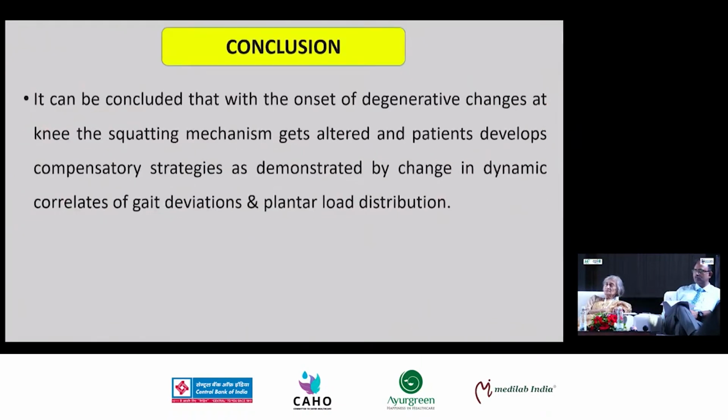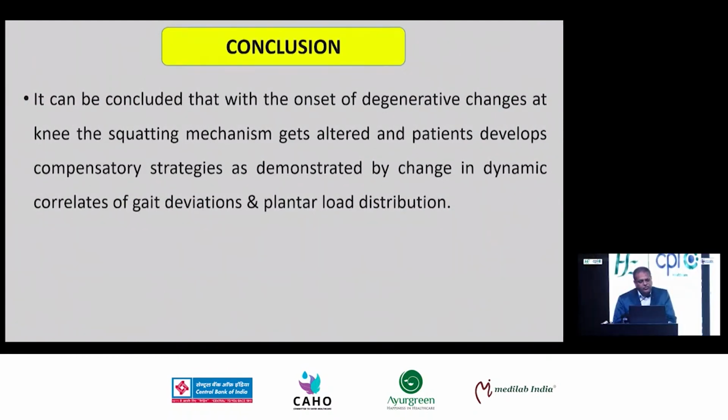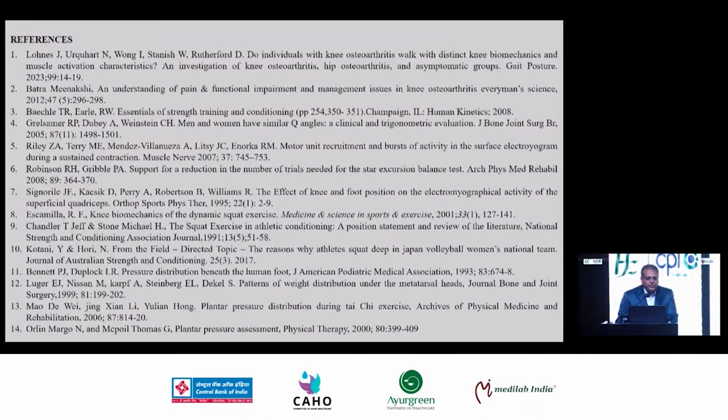secondarily. Hence, it can be concluded that with the onset of degenerative changes at the knee, the squatting mechanism gets altered and the patient develops compensatory strategies as demonstrated by change in dynamic correlates of gait deviation and plantar weight distribution. Thank you. The list of my references.